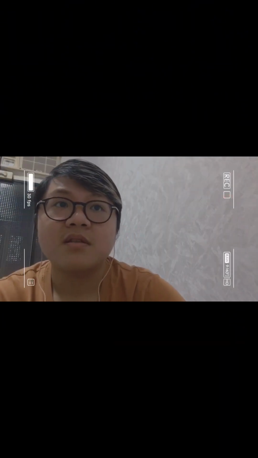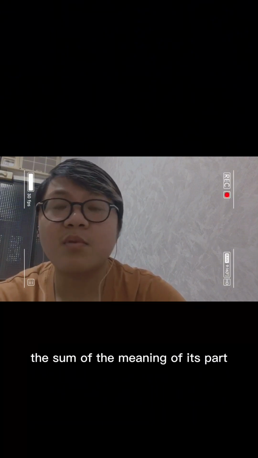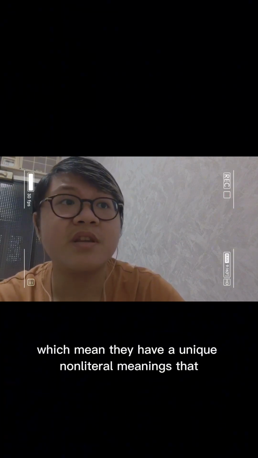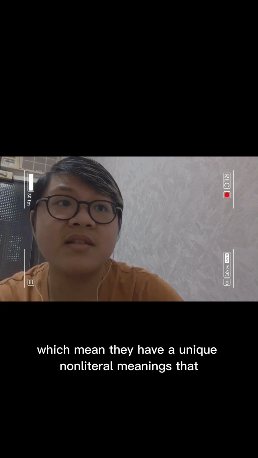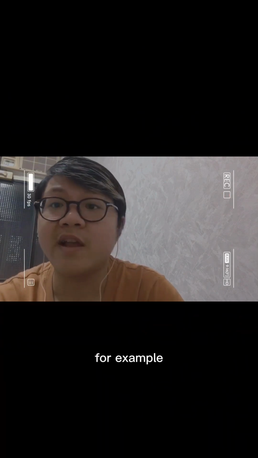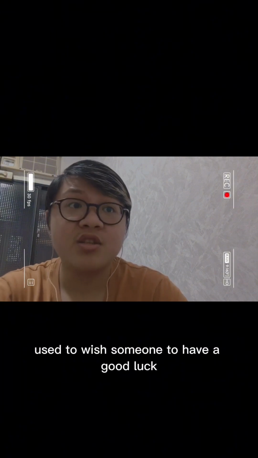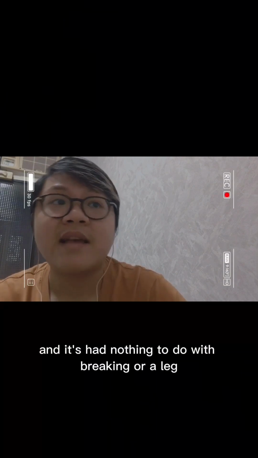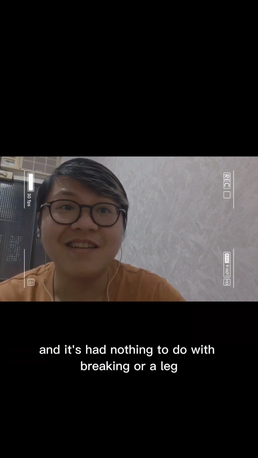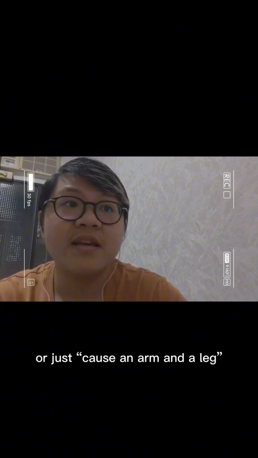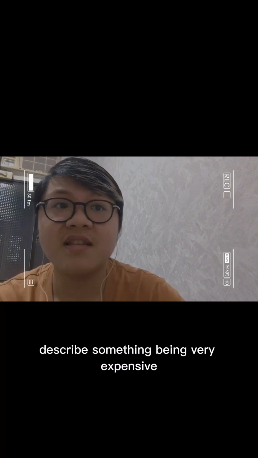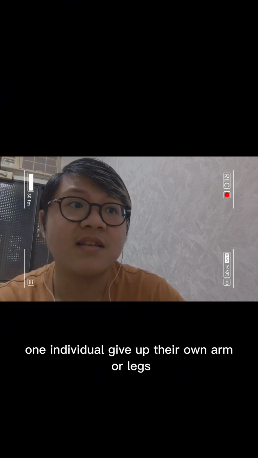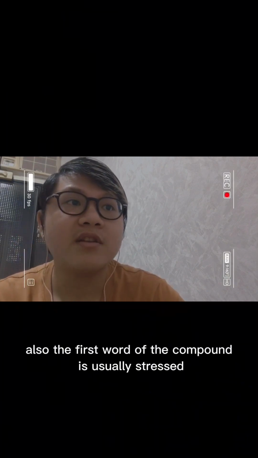Meaning of compounds. The meaning of a compound is not always the sum of the meanings of its parts. Many compounds are idiomatic, which means they have unique, non-literal meanings that cannot be deduced from the individual words. For example, the idiom break a leg is used to wish someone good luck, especially in performing arts, and it has nothing to do with breaking a leg. Or cost an arm and a leg describes something being very expensive, and it has nothing to do with an individual giving up their own arm or leg. Also, the first word of the compound is usually stressed.